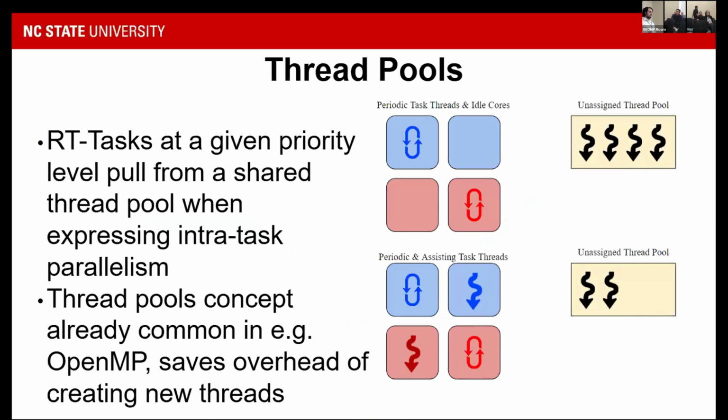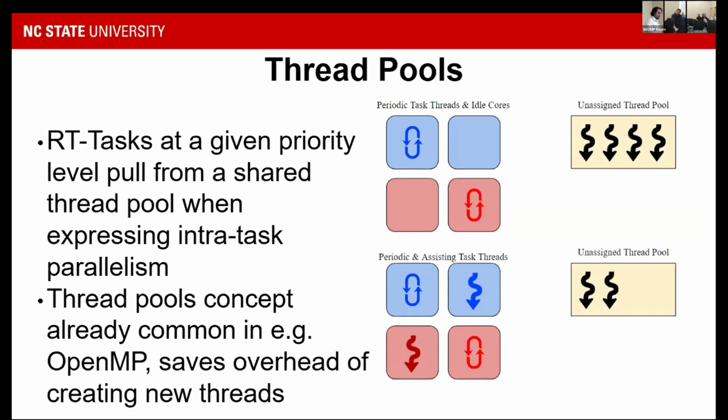So, an example for the thread pools. With RT tasks, this is for the static priority ones, RT tasks running at a given priority level will pull from a shared thread pool for their intra-task, their fine-grained parallelism. This is an example in just a 4-core situation of just pulling from unassigned threads, assuming that red and blue there have the same priority.